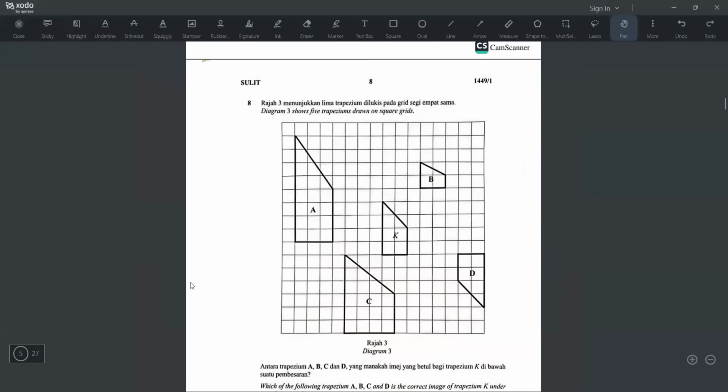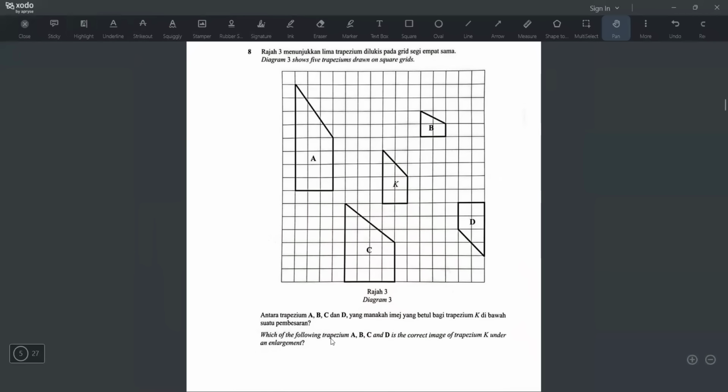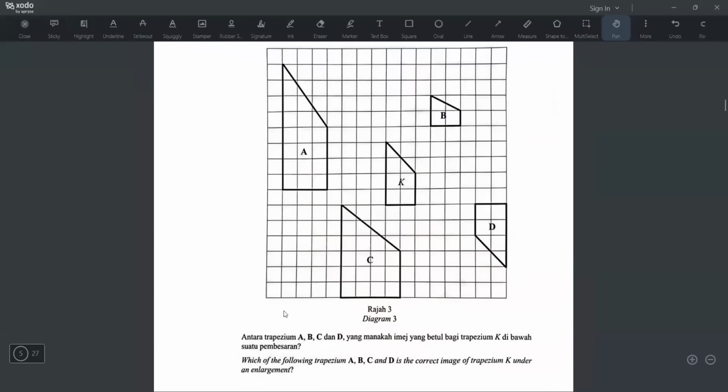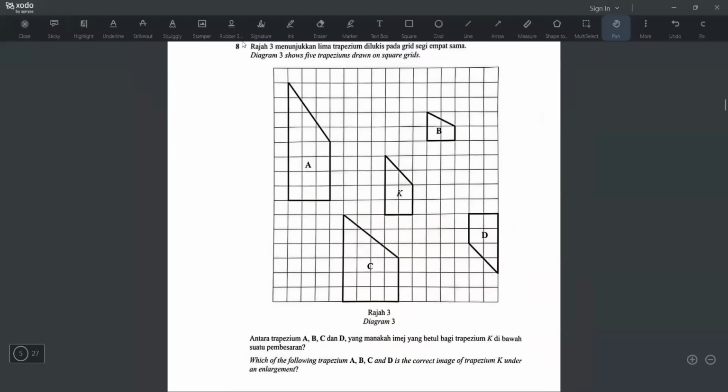Okay, let's do number 8. Okay, this is also a transformation question. Okay, diagram 3 shows 5 trapezium drawn on square grid. All right, 1, 2, 3, 4, 5. Yes, got 5 trapezium. Which of the following trapezium ABCD is the correct image of K under enlargement? Okay, when we're doing transformation, it's always important to read the question and see which one is the object, which one is the image. So they said which one is the correct image of K. Means K is object lah.